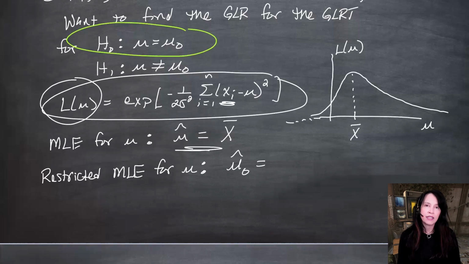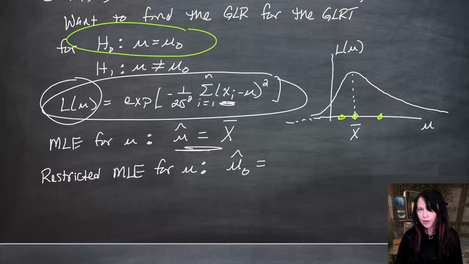The null hypothesis consists of a single point. In general, if you have some region where the null hypothesis is true, you're going to want to maximize the likelihood over that region. We have a region, but it is a single point. I don't know where it is. It could be here, it could be here.